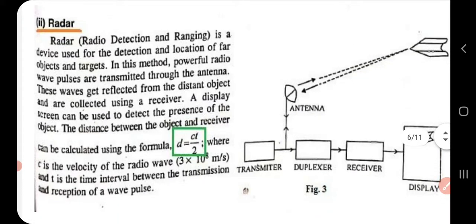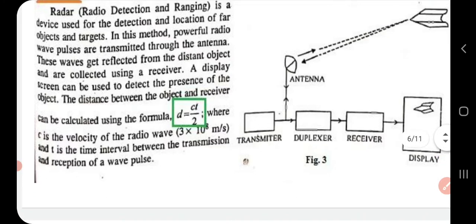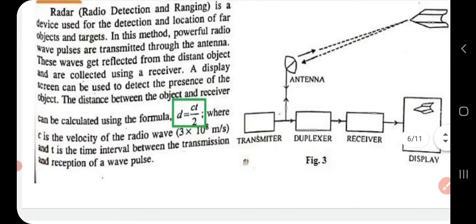Next, another instrument that is used for measuring long distances is radar. What is the full form of radar? It is radio detection and ranging. It is mainly used for detecting and locating distant objects such as aeroplanes or enemy missiles and like that. So here what you use is radio waves. Radio waves are transmitted through an antenna. These waves will hit the distant object and later get reflected from that distant object. These reflected radio waves from the distant object are collected using a receiver.